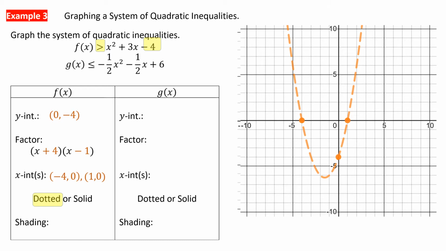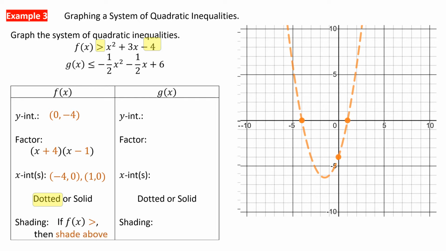It's dotted. And then in terms of shading, we can pick any point, and our authors suggested we go inside the parabola. You can go inside or outside, it doesn't matter. But I would suggest picking an easy point, and because the origin (0, 0) is on the inside, I think that's a good thing to choose. But you can also check that out. Is 0 greater than x squared plus 3x minus 4 when you plug in 0 for x? You're going to get 0 is greater than -4, so that's true.